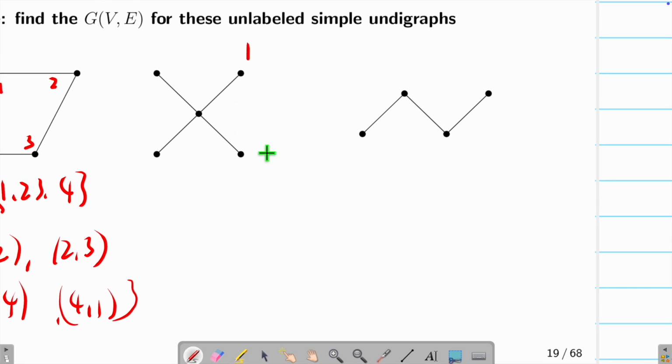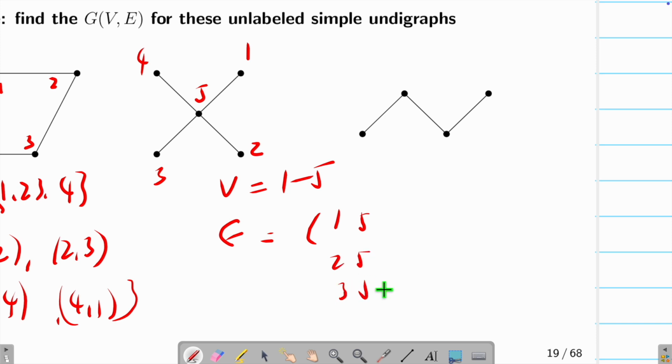Now, the middle one, I have this. Okay, now I want to call 1, 2, 3, 4, 5. Let's say I call it like this. It doesn't matter how you name it. Then my V is 1, 2, 3, 4, 5. What's the E? It will be 1, 5, 2, 5, 3, 5, 4, 5.